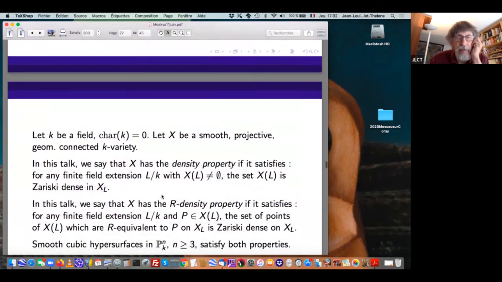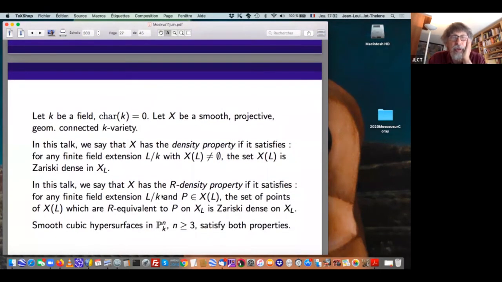Okay, now let me define some new definition. Take a field of characteristic 0 and a smooth projective geometrically connected variety. So in this talk, I'm going to introduce this notion that is not a very good word.